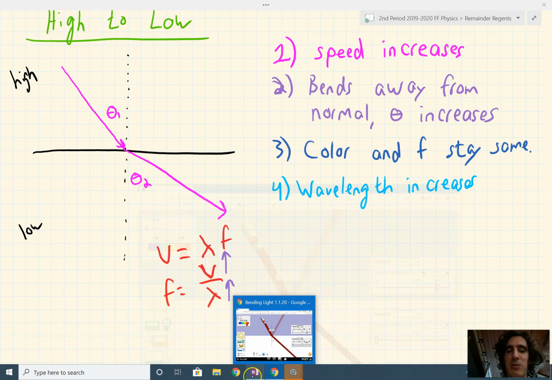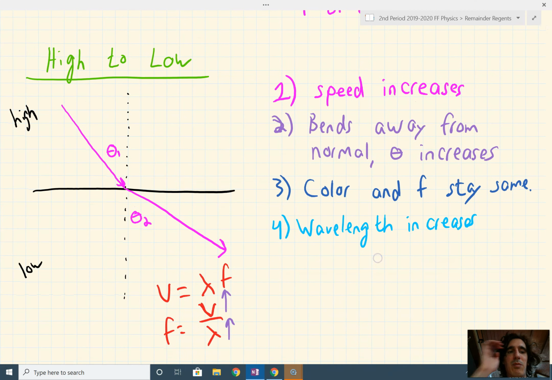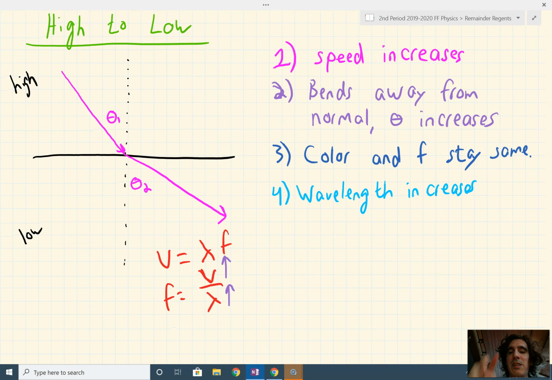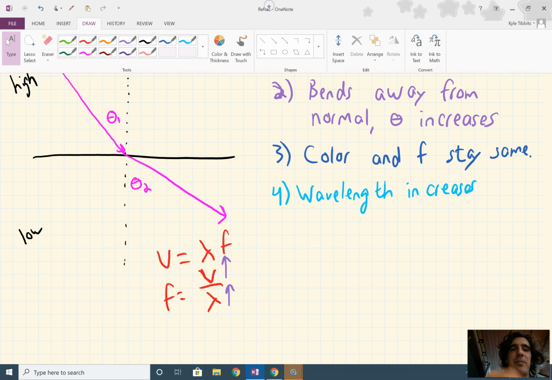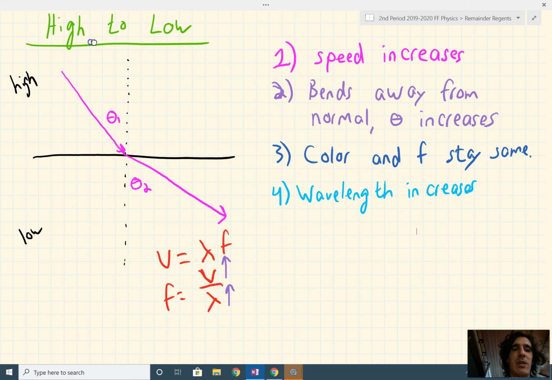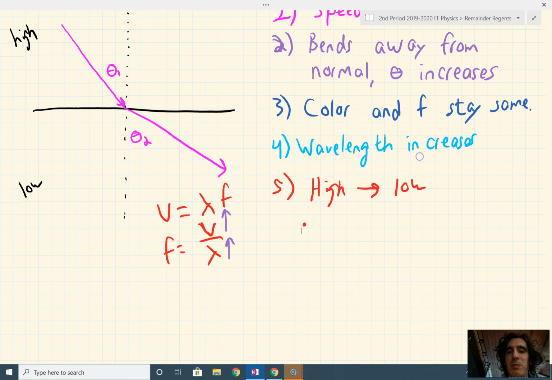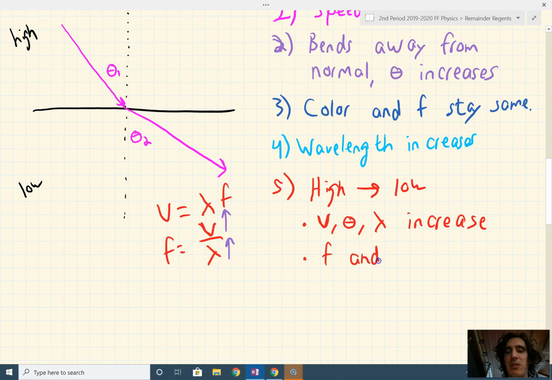So if we want to summarize everything for light when it goes from a high density to a low density, we can say from a high to a low, the first thing is that the speed, angle, and wavelength all increase. And just like the previous one, from low to a high, the frequency and color stay the same.